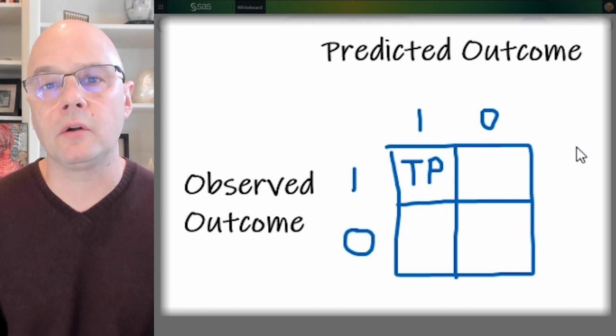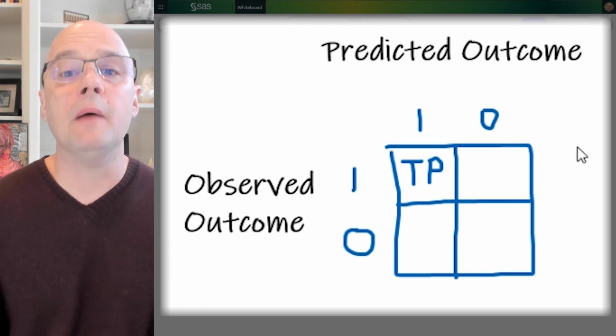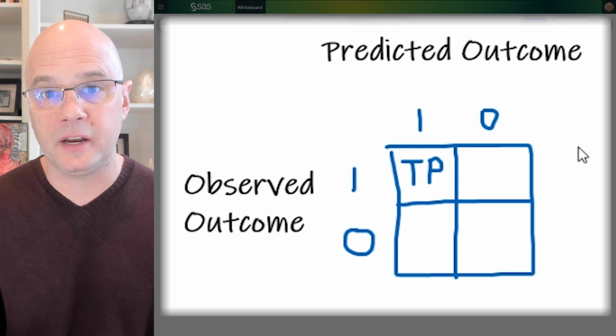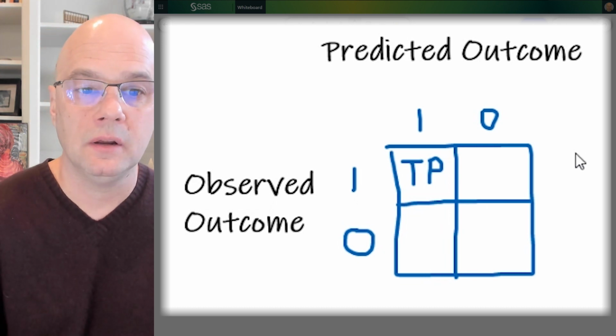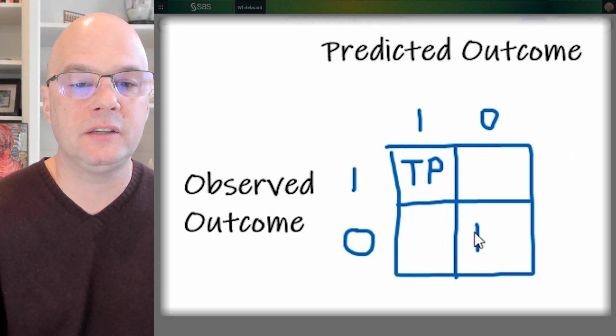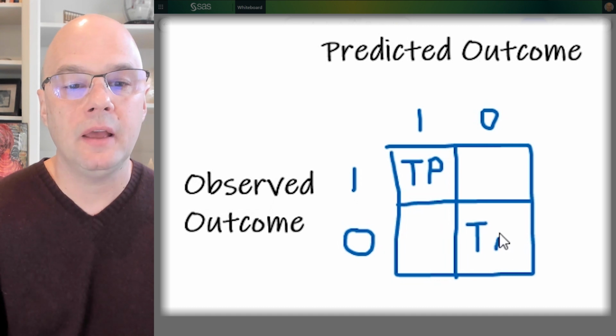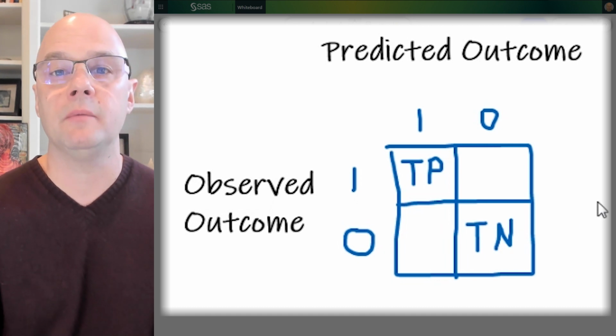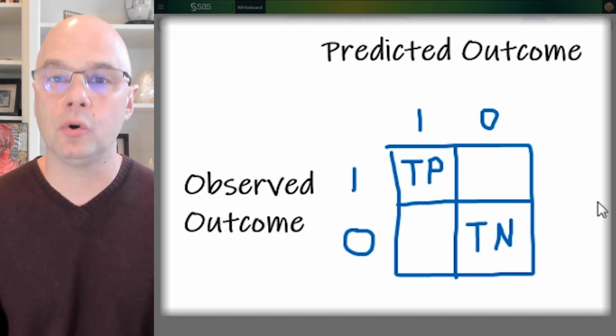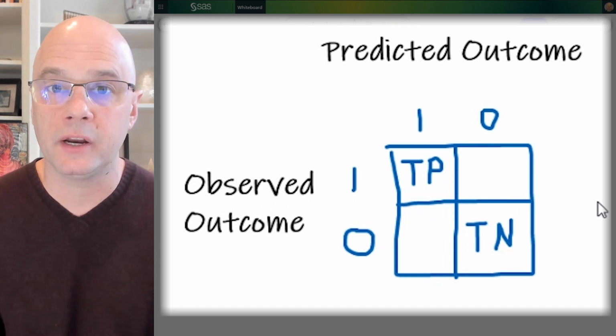There's another way that a model can make a correct decision. A model might make a negative prediction, which is correct. In other words, the model predicts 0, we go back, and for that case, the observed outcome is a 0. That's a correct or true negative prediction.